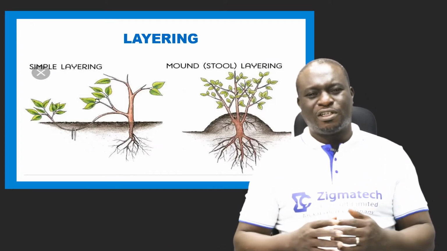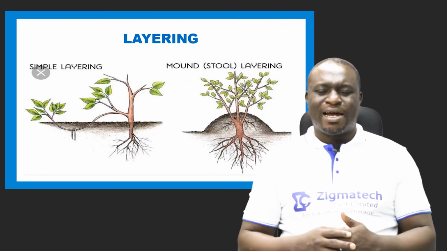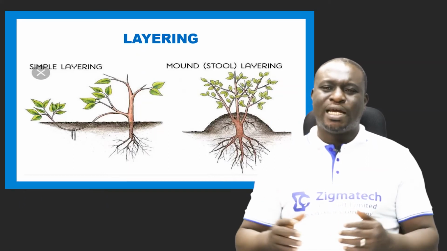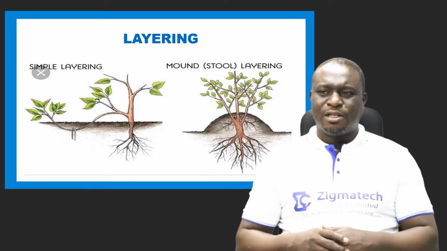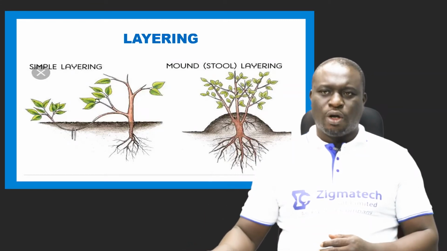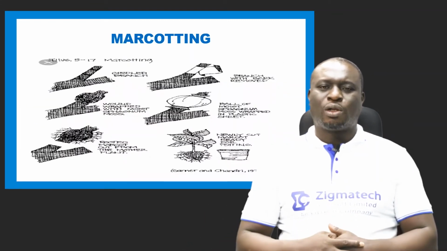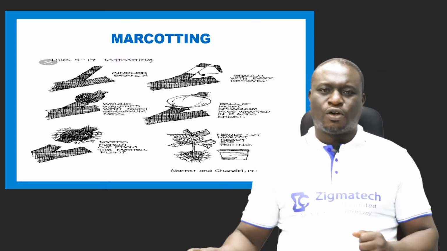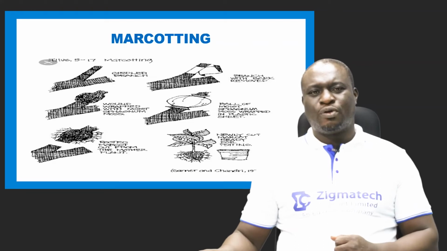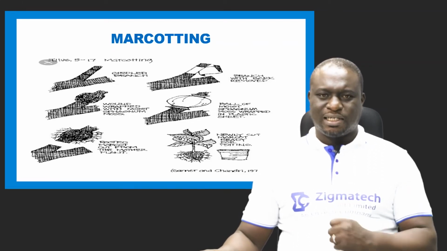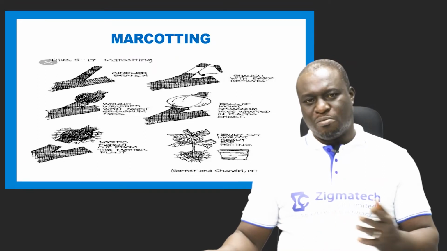Then another example of artificial vegetative reproduction is layering. You can see on the screen we have simple layering, and you see how it is being done, and it will give rise to new individuals. We also have the other one, which is called marcotting. These are examples of artificial vegetative reproduction as seen in most plants.